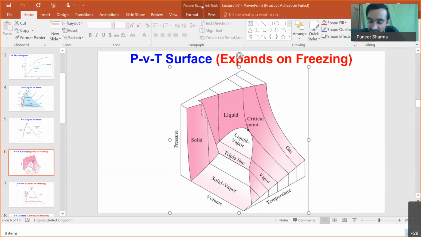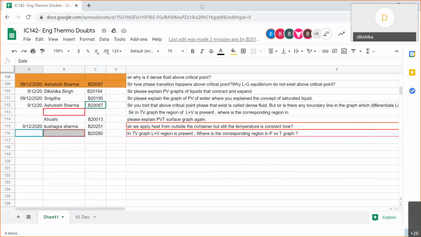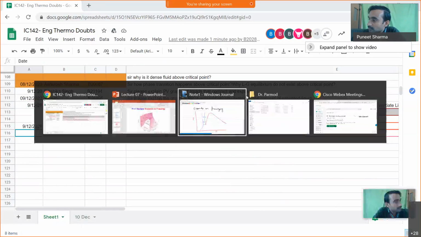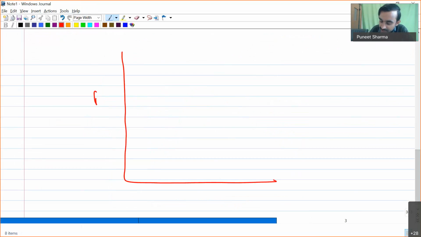Yes, sir. Basically, you have to see the three-dimensional representation for actually looking into the increase of specific volume. Okay, sir. Then the next question is, please explain the graph of PV water where you explained the concept of saturated liquid. Okay. So what I told was that this is my pressure, this is my volume, this is my liquid vapor dome.